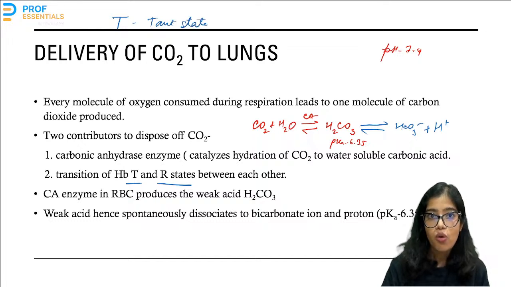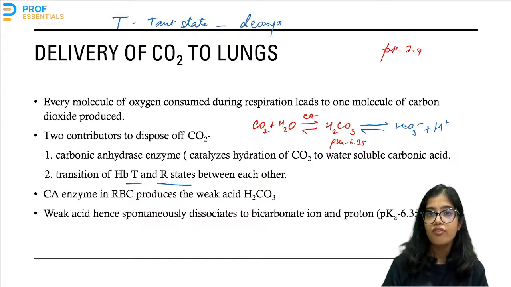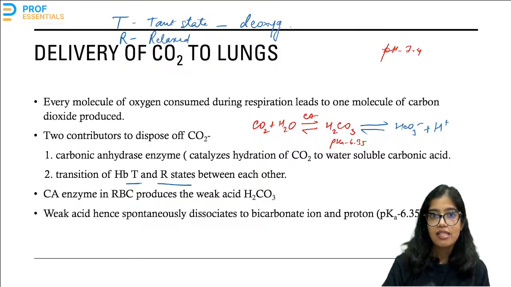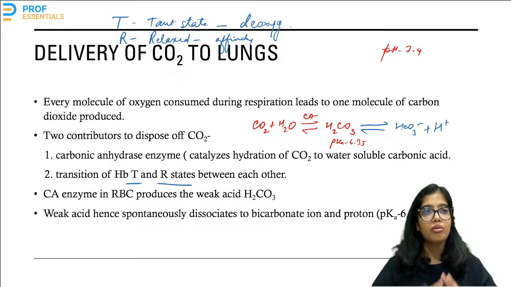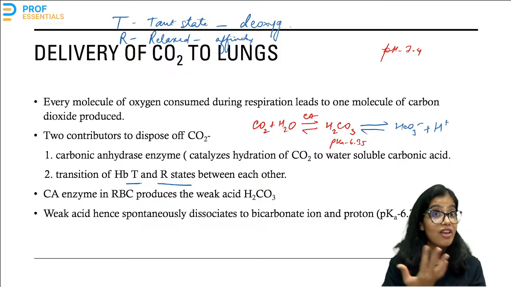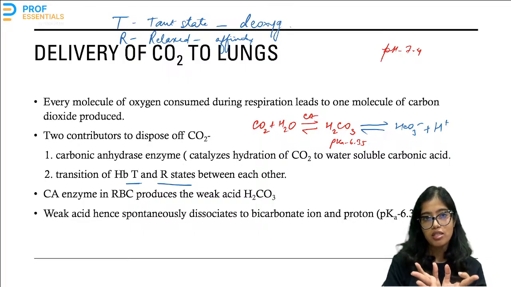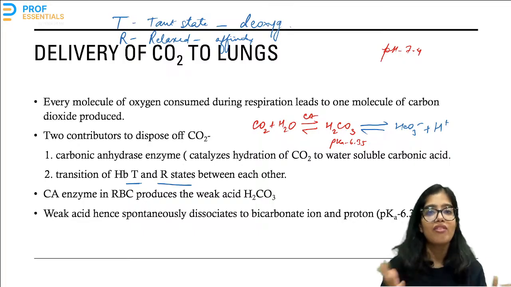T state is the taut state or the deoxygenated state, which does not have affinity for oxygen. The R state is the relaxed state, which has affinity for oxygen. How are you going to remember it? If you're relaxed, people will be attracted to you. They will have affinity for you. If you're taut, you're passing taunts, then people won't have affinity for you.